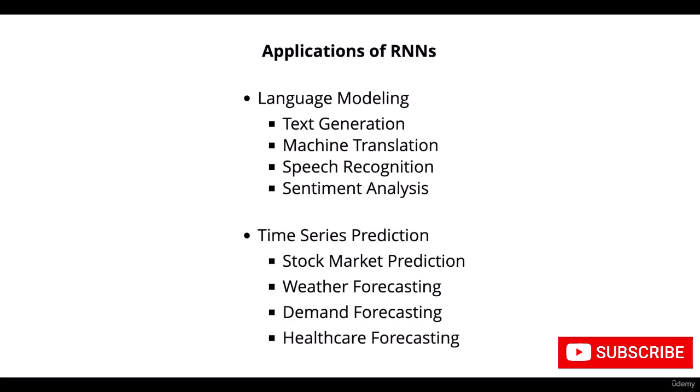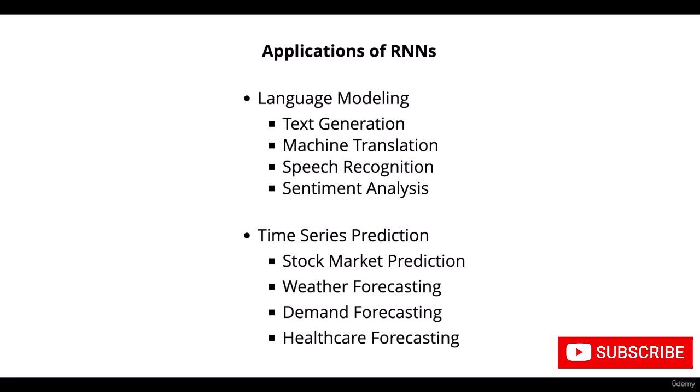We learned about RNN, but now let's look at applications of RNNs, specifically at language modeling and time series predictions. So recurrent neural networks find numerous applications across various domains due to the ability to model sequential data and capture temporal dependencies. Two common applications of RNNs are language modeling and time series prediction. Let's delve deeper into each of these.